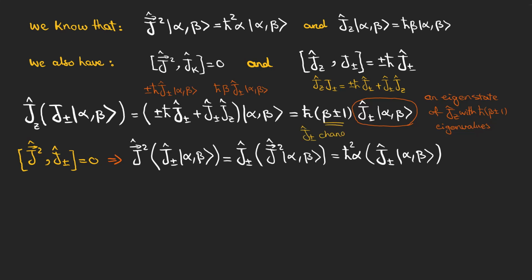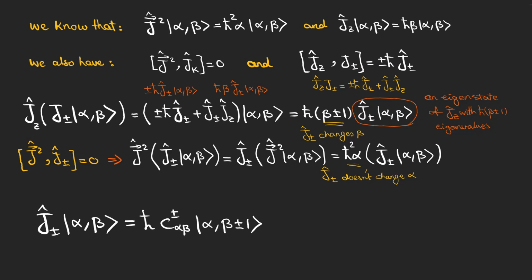Pay attention to the eigenvalues of Jz when acting on this state: that changes β, but for J² it doesn't change α. So we can say that J+ and J− acting on |α, β⟩ give us a new eigenstate, |α, β ± 1⟩, with ħ(β ± 1) as its eigenvalue. The reason is that when Jz acts on this state, it can act on this state with β ± 1 and it changes the eigenvalue.